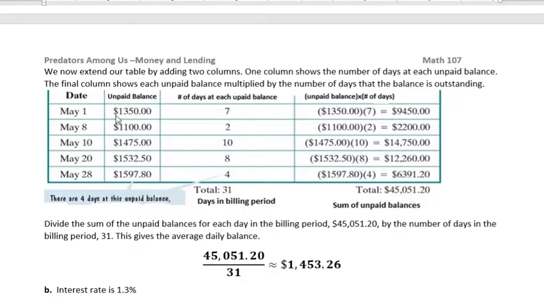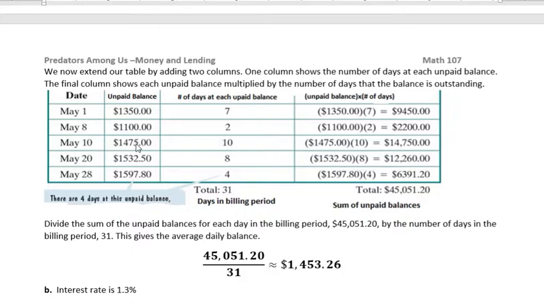Then on May 8th, they made a payment. And so when you make a payment, it brings it down. So they took the payment and they subtracted off the payment. So the balance was actually lower on May 8th. And that lasted for 2 days until they made a charge. So for 2 days, the balance was $1,100. 1,100 times 2 is $2,200.